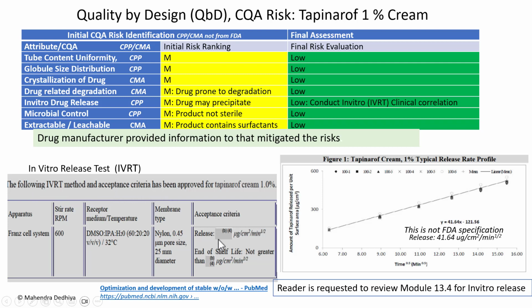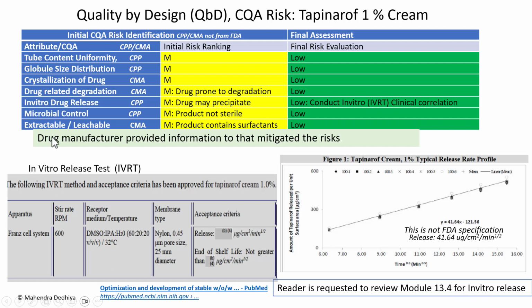FDA does not provide details of release specification, and this is redacted. The apparatus is French cell system, a diffusion cell system. Stir rate for French diffusion cell is 600 RPM. Receptor contains a solvent system shown here. Membrane is a nylon 0.45 micron pore size and 25 millimeter diameter. Reader is requested to review 13.4 module for in vitro release.